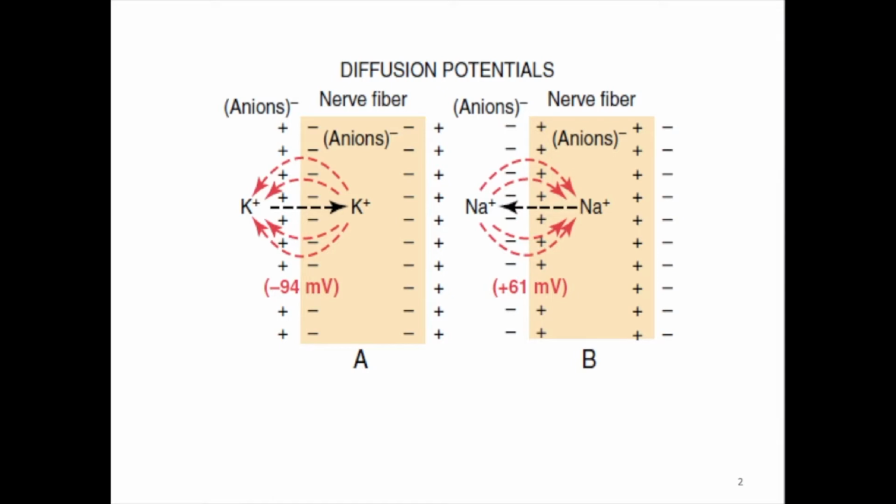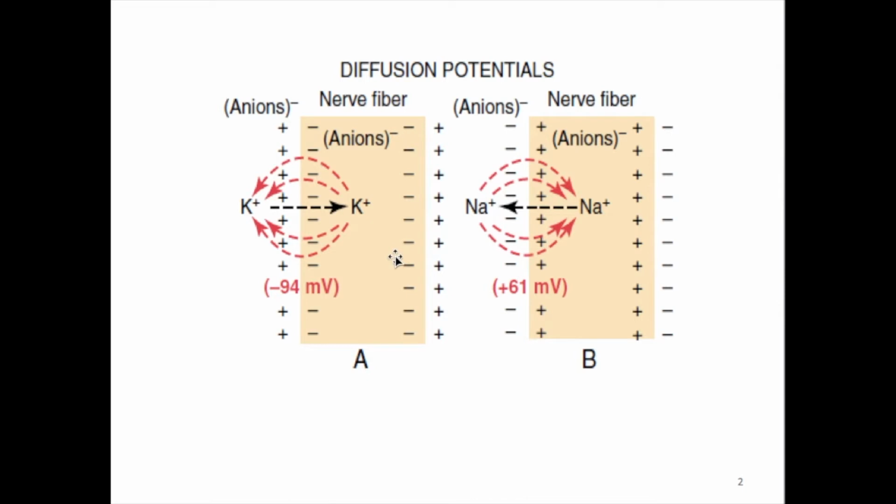You should also know the concept of diffusion potentials. A concentration difference of ions across a selectively permeable membrane can create a diffusion potential. As you can see here in the diagram, all cells of our body have a sodium potassium pump, and this sodium potassium pump transfers potassium ion from outside to inside, while sodium from inside to outside.